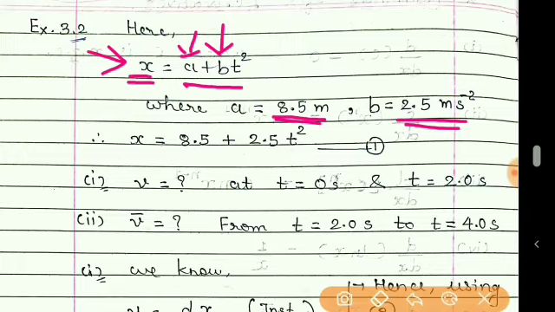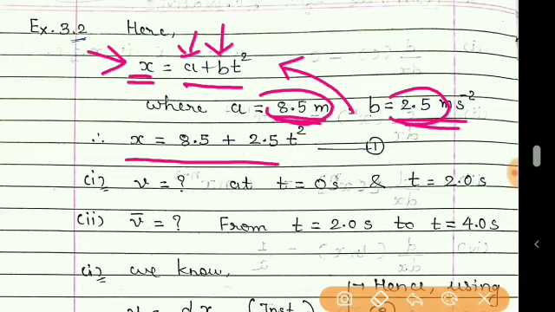So if we put these values of a and b in this equation, it will become x is equal to 8.5, which is the value of a, plus 2.5 t square. Here this 2.5 is the value of b. Let us call this equation number 1. Now what do we want to find? Here we want to find velocity at time t is equal to 0 second and at time t is equal to 2 second.